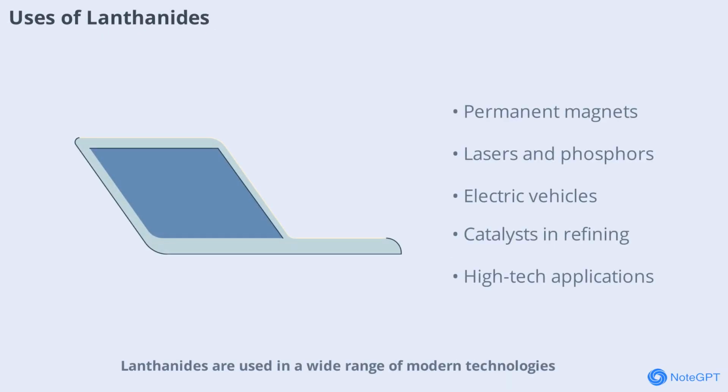Lanthanides are used in a wide range of modern technologies. They are essential in the production of strong permanent magnets, which are found in headphones, speakers, and electric vehicles. Lanthanides are also used in lasers, phosphors for color television screens, and as catalysts in petroleum refining. Their unique properties make them indispensable in high-tech industries.